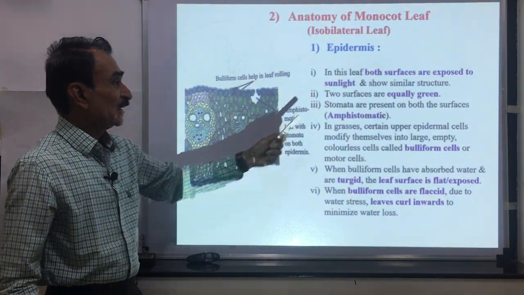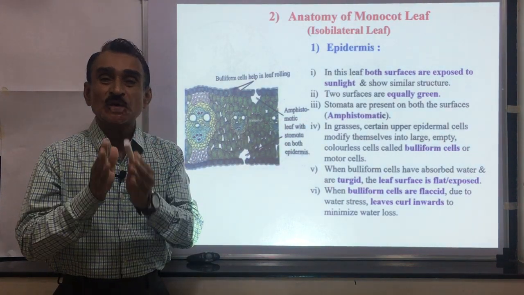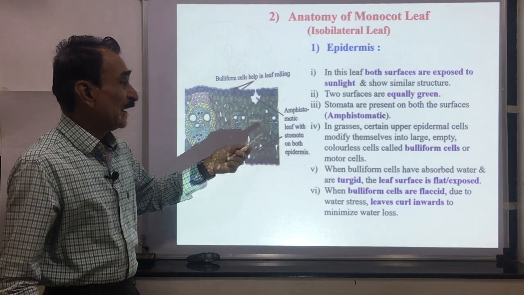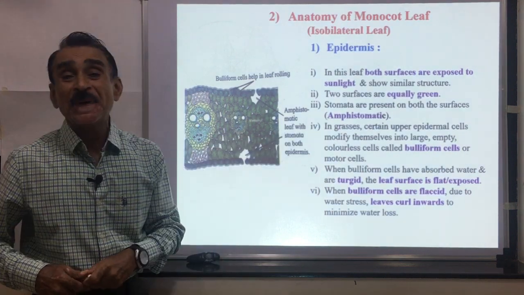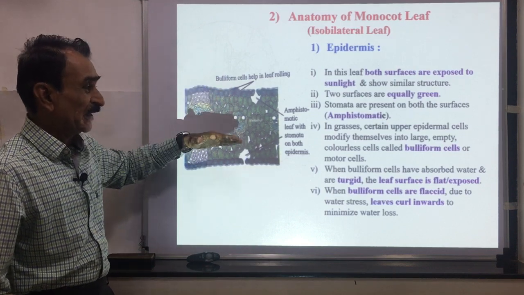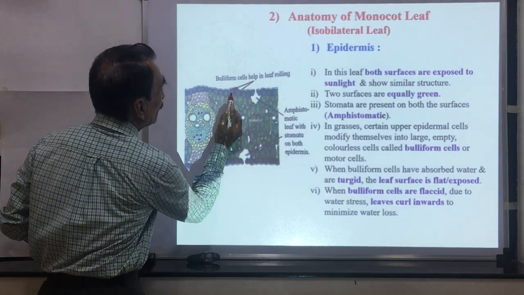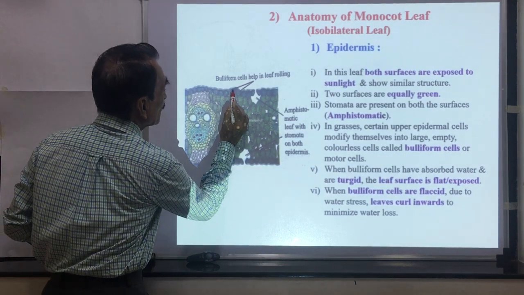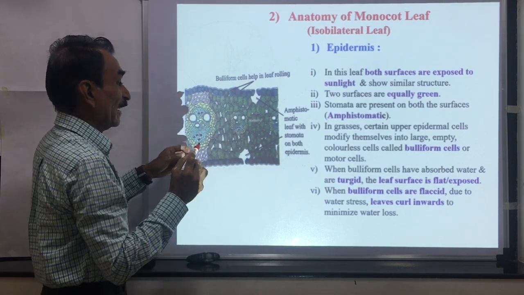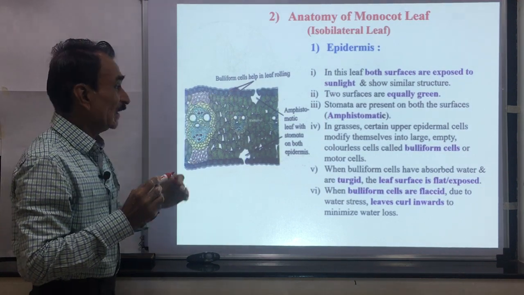In grass leaf, stomata are present on both the surfaces. This is called amphistomatic condition. Amphi means both. In grasses, certain upper epidermal cells are larger, empty and colorless. You can see here, these cells are larger. In the epidermis, some cells become larger, colorless and empty. These are called bulliform cells.